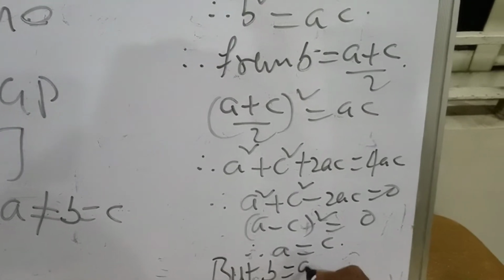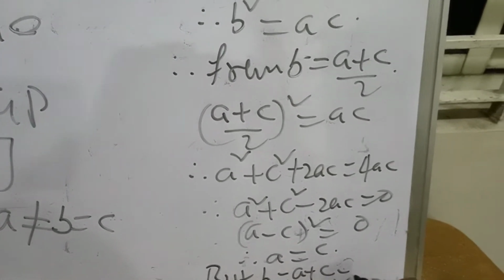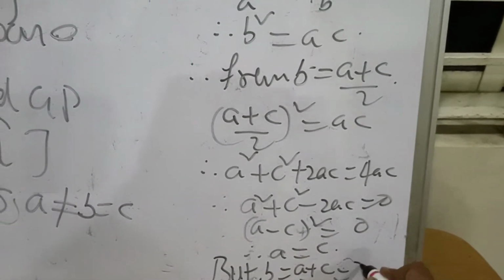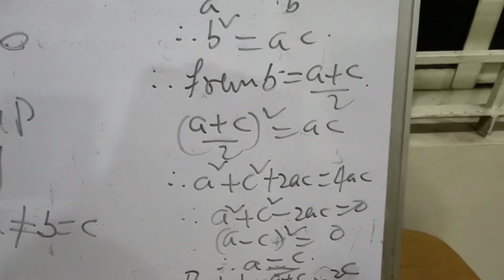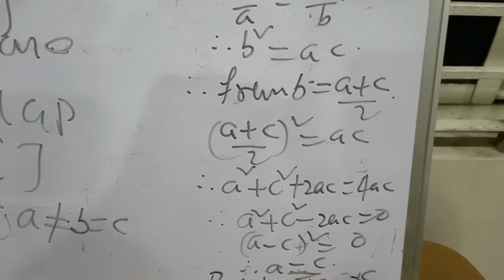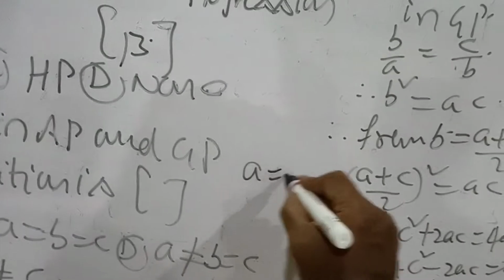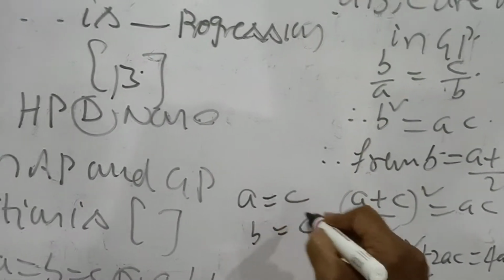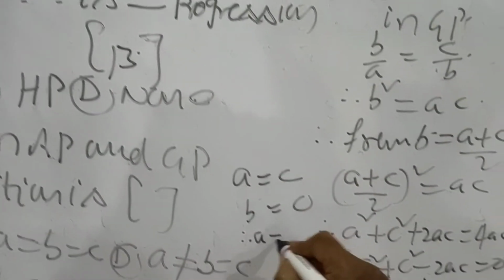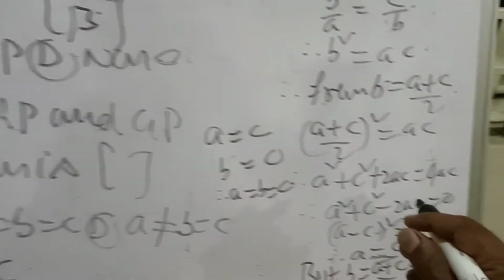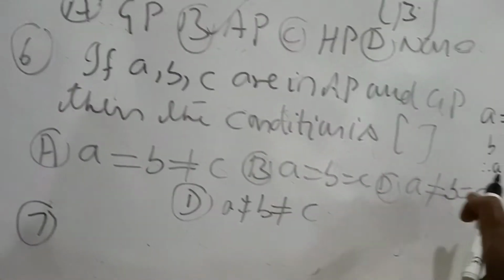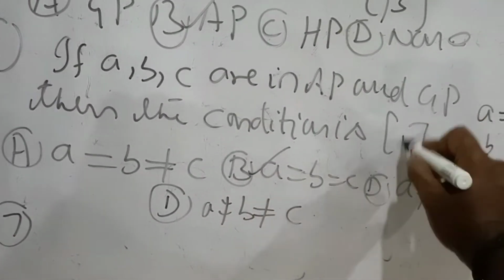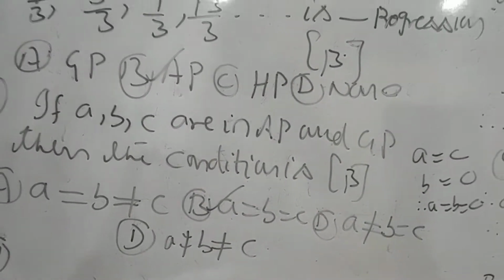But from the previous result, B is equal to (A plus C) by 2. So, we can write C or A by interchanging these two terms: C plus C by 2. A can be replaced by C. Therefore, A is equal to B. B is equal to C. Therefore, automatically A is equal to B is equal to C. The condition to be satisfied for A, B, C to be in AP and GP is A is equal to B is equal to C.